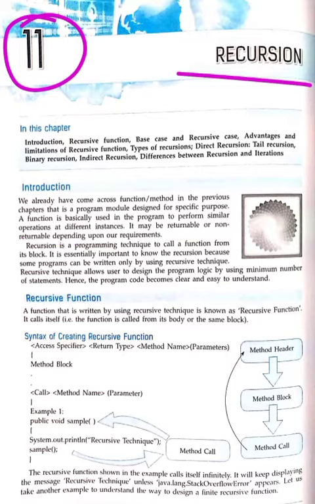So what is a recursion now? Recursion is a programming technique to call a function from its block. So it will call itself again and again. It will call its block again and again. That is called recursion. What is a recursive function? A function that is written by using the recursive technique is called the recursive function.